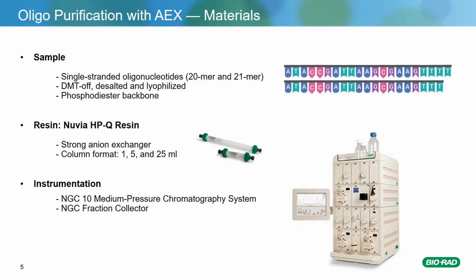Now I'm going to talk about the development work that was done with our AEX. Here the sample was a single-stranded oligonucleotide, a 20-mer and a 21-mer, shown there on the right. They were DMT off, desalted and lyophilized, and they have a phosphodiester backbone. The resin used was Nuvia HPQ. It's a strong anion exchanger, and the column sizes used were 1, 5, and 25 ml, and the instrument used was an NGC-10, which is a medium pressure chromatography system with the NGC fraction collector.